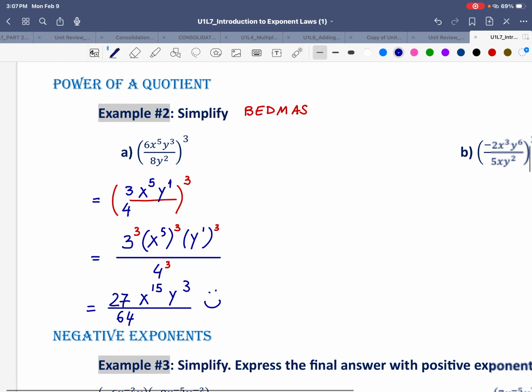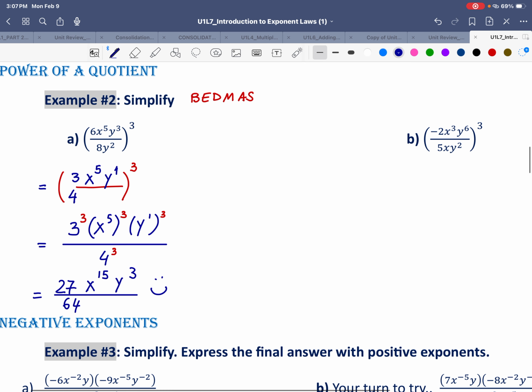Now, normally we would also state the restrictions in these types of expressions when we have variables in the denominator. And we're going to go back to where we were here without the denominator simplified. And we're going to say that the restriction here is that y cannot equal 0.